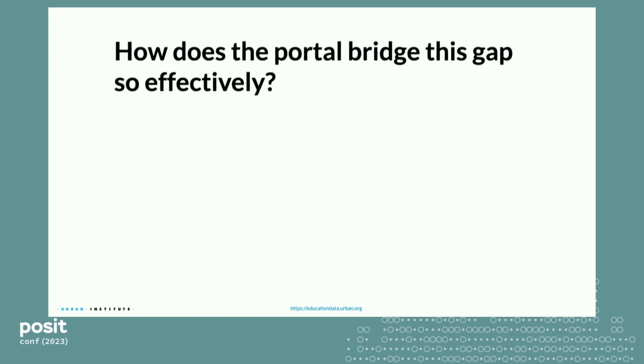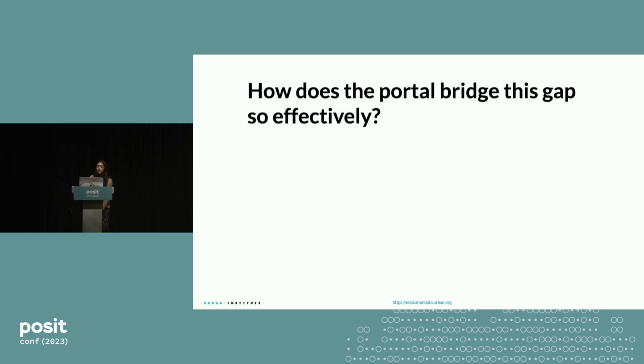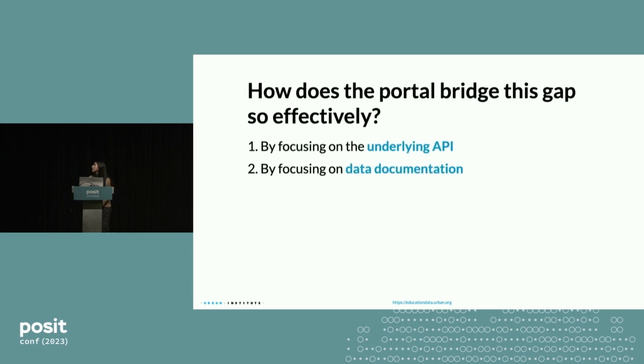So hopefully I've made clear that I personally think the Education Data Portal does a really good job of bridging this gap between data availability, so that's the data that these agencies are publishing, and data accessibility. So it's really putting that data at the fingertips of the R programmer, the Python programmer, the data explorer user. So the second thing I want to talk about today is how I think the portal bridges this gap so effectively. Specifically, I think it's because it focuses on two things: the underlying API and then data documentation. I'll talk about both of these in more detail.